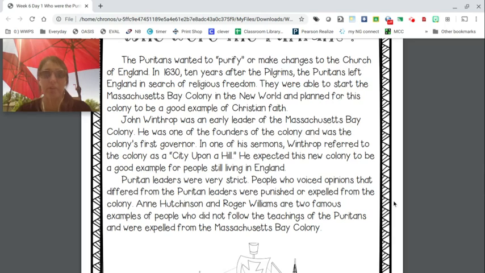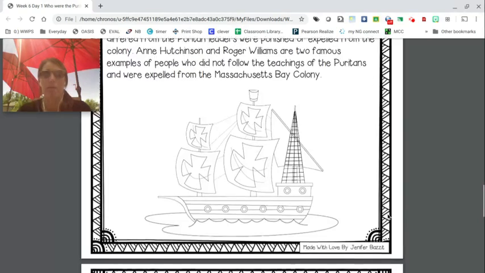Puritan leaders were very strict. People who voiced opinions that differed from the Puritan leaders were punished or expelled from the colony. Anne Hutchinson and Roger Williams were two famous examples of people who did not follow the teachings of the Puritans and were expelled from the Massachusetts Bay Colony.